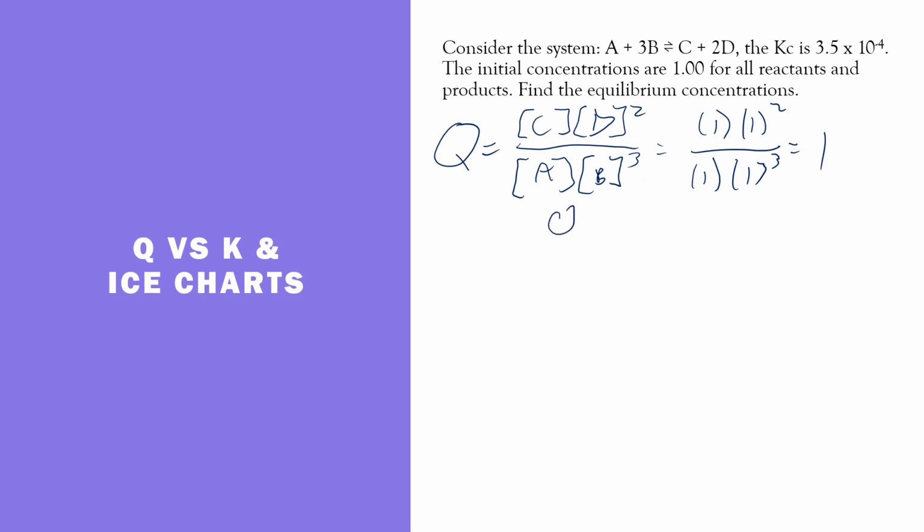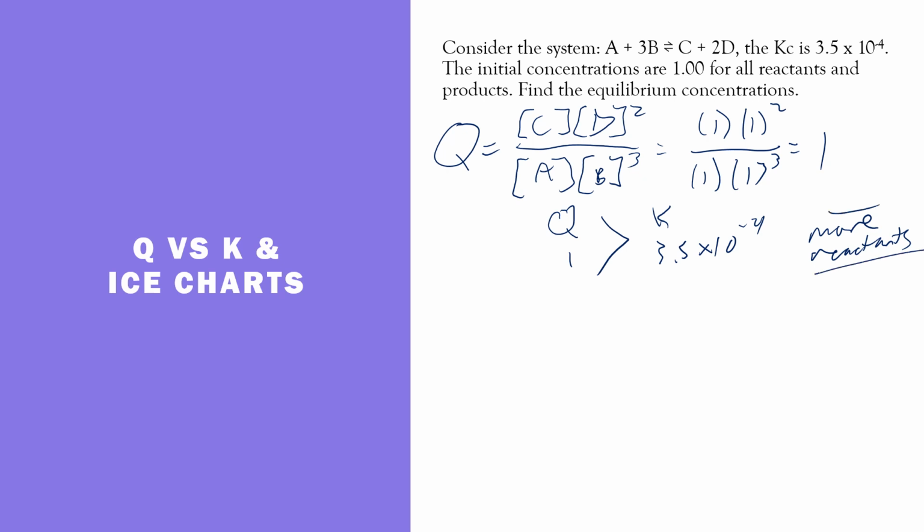So Q is 1 and K is 3.5 times 10 to the negative fourth. And so Q is larger than K. That means Q is too big. I have too many products. I need to make more reactants. I need more reactants to reach equilibrium.